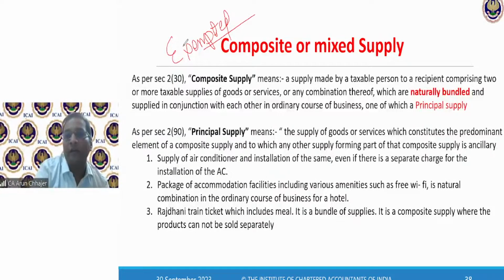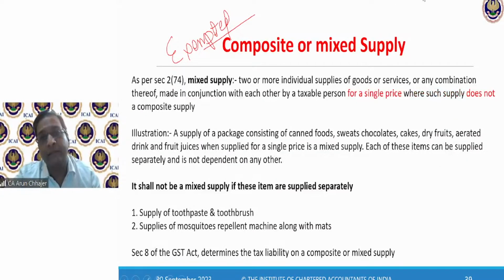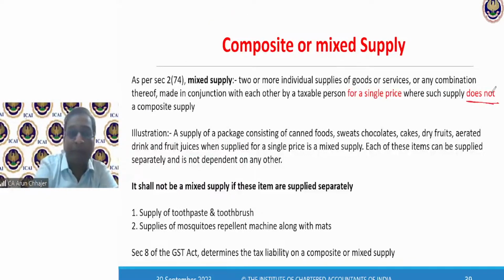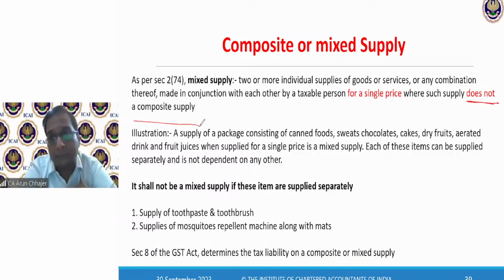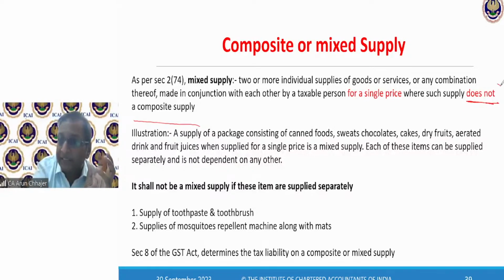So now we are moving to the mixed supply. What is the meaning of mixed supply? The first point, mixed supply means a supply which is not a composite supply. What is the composite? Supplies which are naturally bundled and one element is principal, that is called composite. Mixed means the supplies which are not naturally bundled and you are not able to identify the principal supply. In that case, that supply will always be mixed.